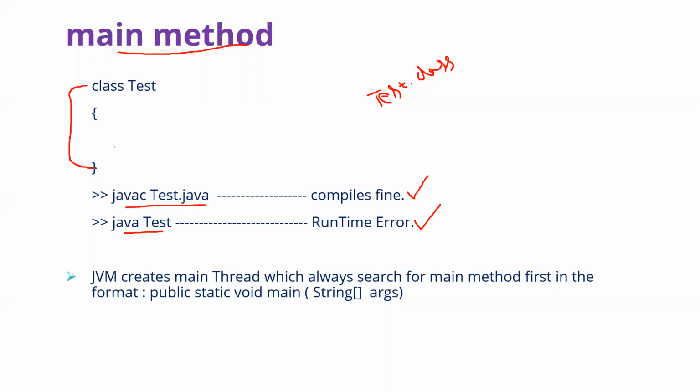So there is no main method in my code, in my class Test. So it raises an error, no main method found. Like that, you will get a runtime error. Okay. The JVM creates a main thread which always searches for the main method first. The main method will be in this format, public static void main. We will discuss why we should write that syntax only, and what is the importance of that syntax, in the next slide.